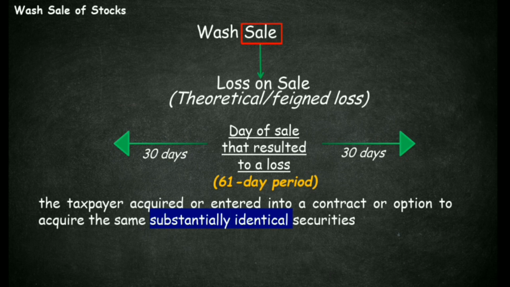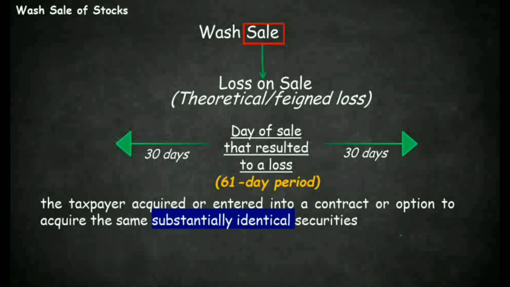Okay, now, back to the phrase substantially identical securities. What does this mean? For example, if what the taxpayer sold is common stocks, what he buys within the span of time, the 61-day period, should also be common stocks. So, common stocks are different from preferred stocks. And participating preferred stocks are also different from non-participating preferred stocks.